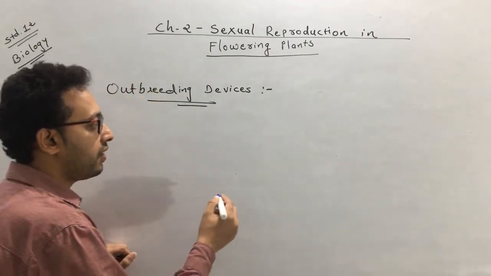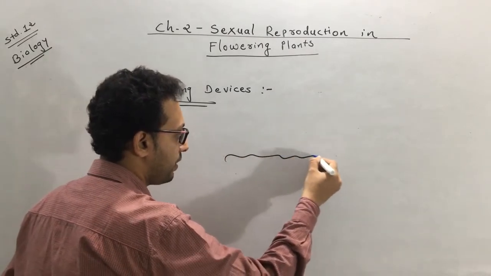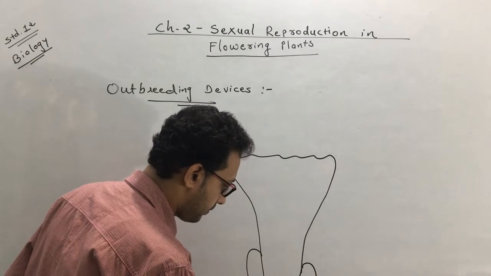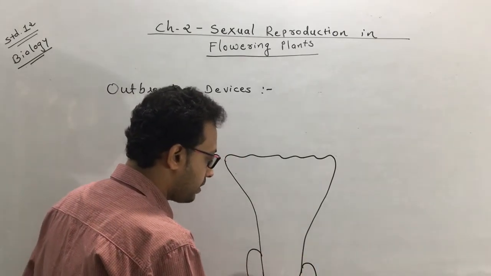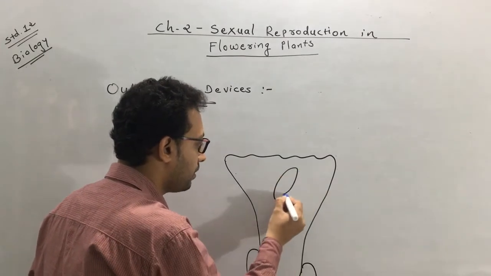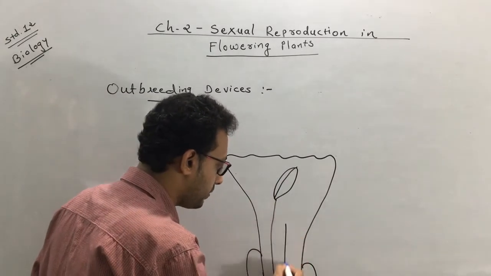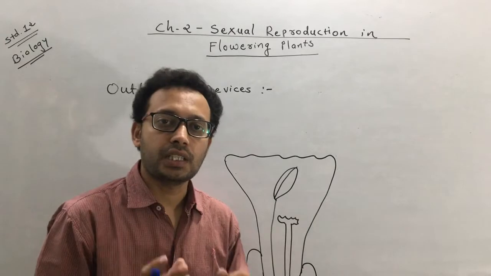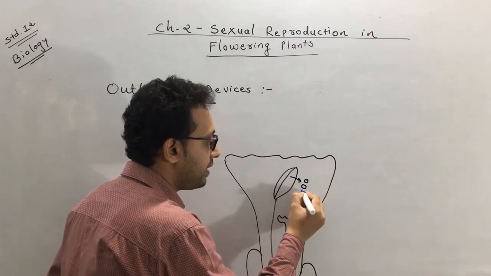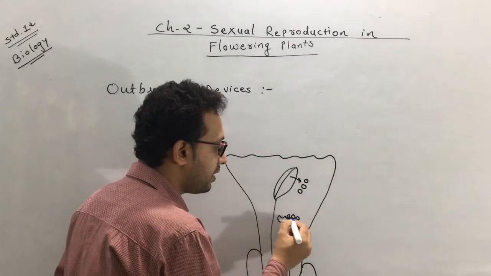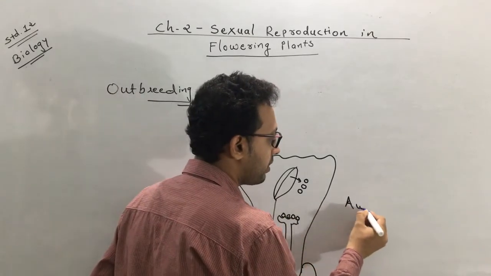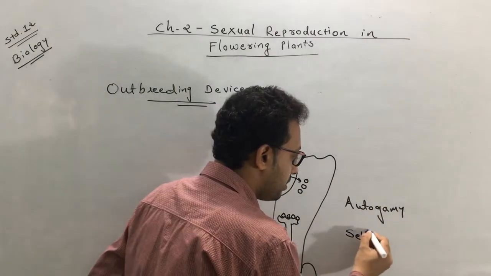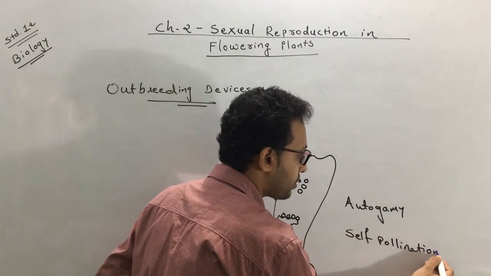Now, usually you know that most of the flowers are bisexual. Suppose, for example, you consider this is a flower. That flower contains both sexual organs: the male sexual organ, which we call the stamen, and the female sexual organ, which we call the carpel. So in this case, what are the chances? The chances are very high that the pollen grain liberated from an anther of a stamen will fall onto a stigma of a carpel of the same flower, which we call autogamy. The chances of autogamy are very high, and that may lead to self-pollination, because autogamy is a type of self-pollination.